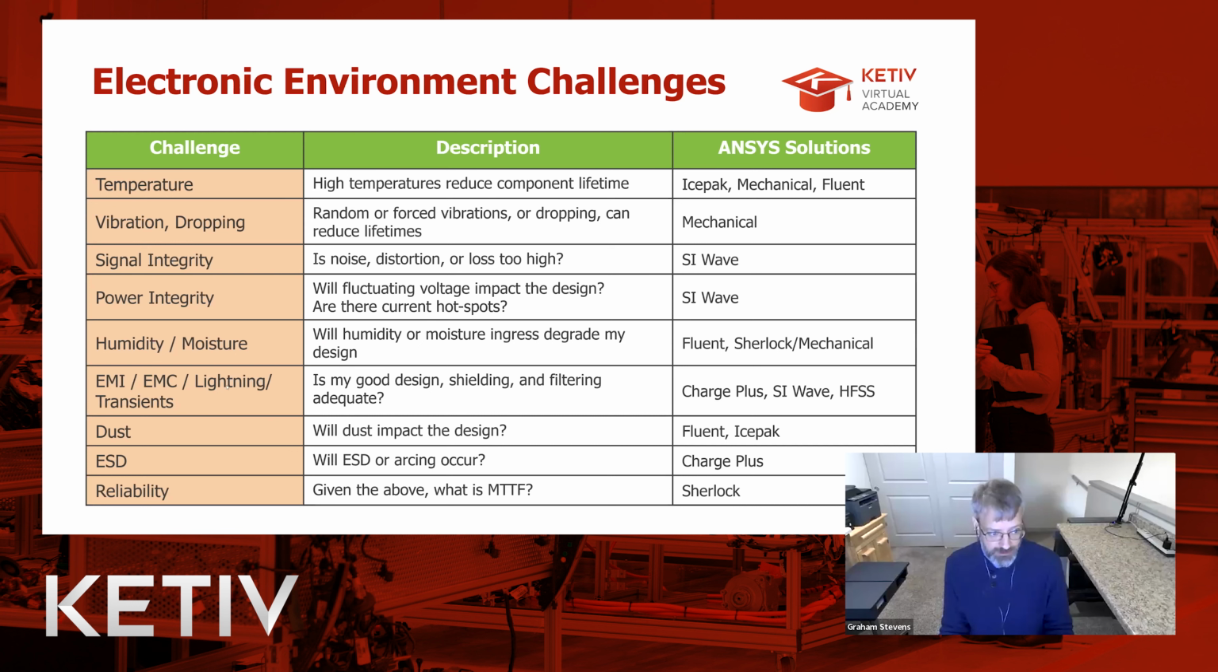On the dust side, similar to humidity and moisture, Fluent and Icepak can play a role. If you're looking at electrostatic discharge or potential arcing, Charge Plus is used to model those problems. And then finally, when we're trying to estimate reliability directly and get a mean time between failures, a product called Sherlock will help you do that as well. All of these different products and workflows can help address all of these reliability issues for your PCB and or total systems.